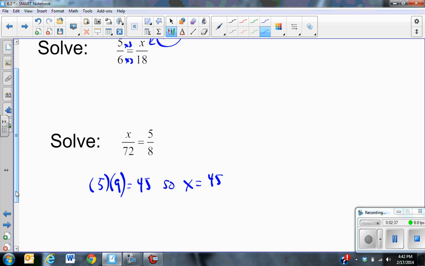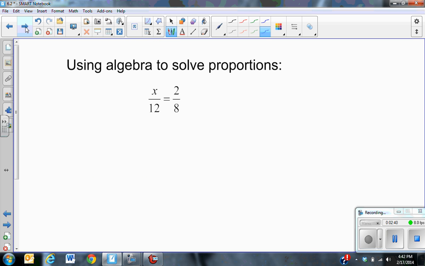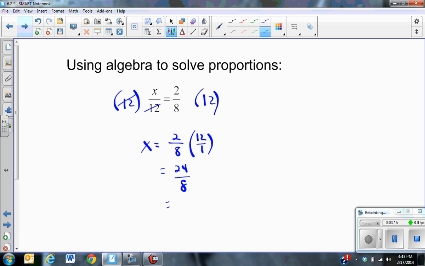All right, now sometimes it's not that easy. We have to use some algebra. So notice this one, x is to 12 as 2 is to 8. Not so easy. I can't think of any whole number that I can multiply 8 by to get to 12. So what I can do to solve for x is multiply both sides by 12. If I multiply both sides by 12, now I've got x by itself. So x is equal to 2 over 8 times 12 over 1, right? Which is 24 over 8, or 3.